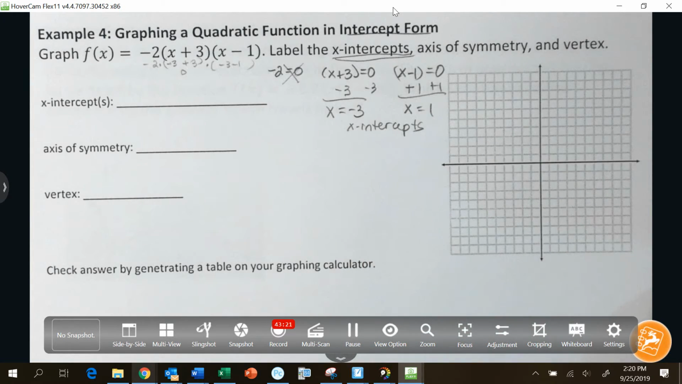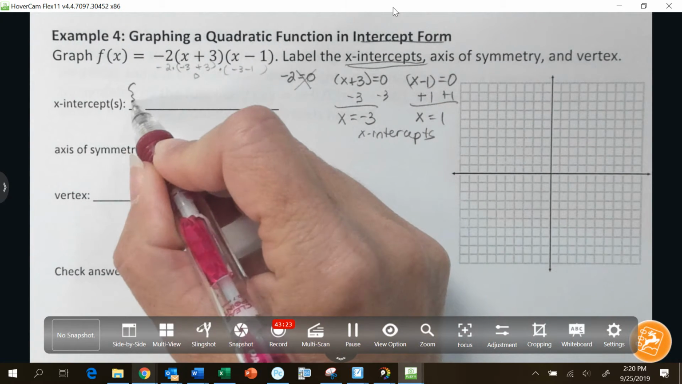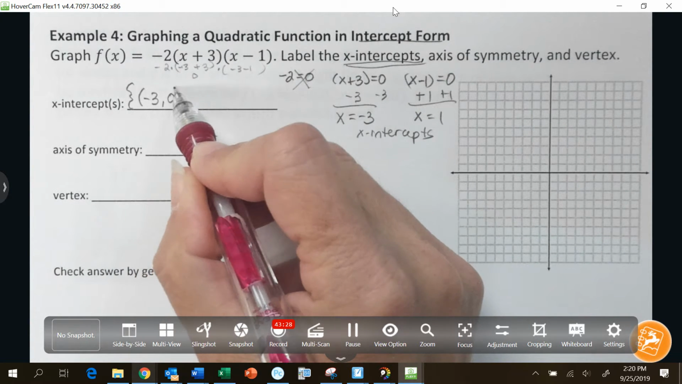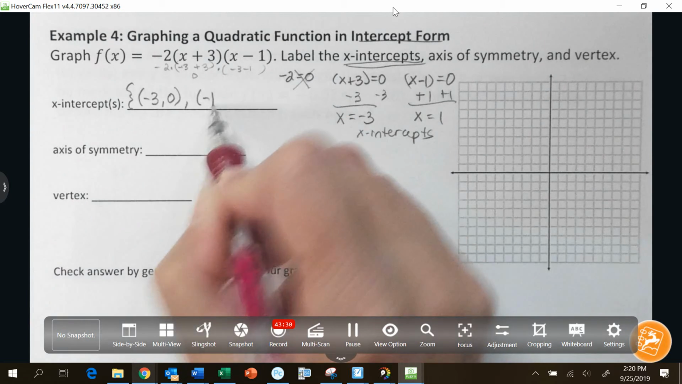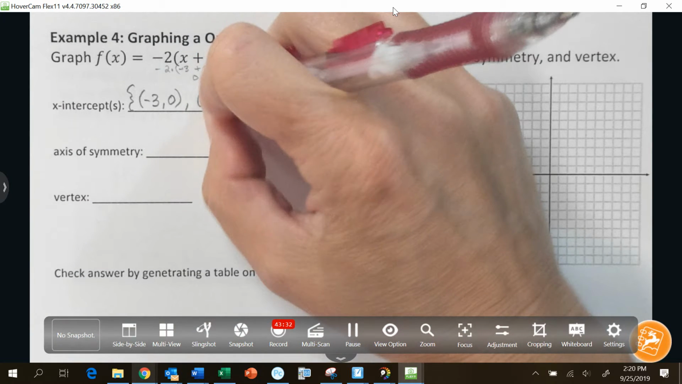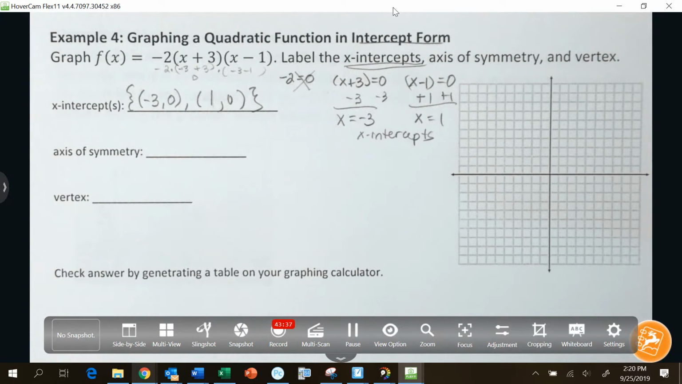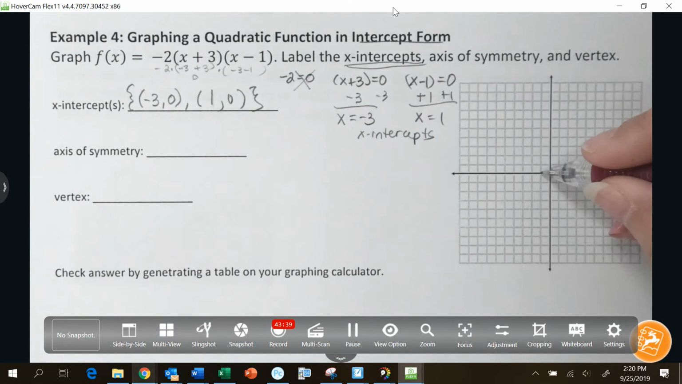And we write those as ordered pairs. There's more than one, so I put them in fancy brackets. Oops, positive 1. Positive 1, 0. So I have negative 3, 0 and positive 1, 0. I'm going to plot those on the graph.